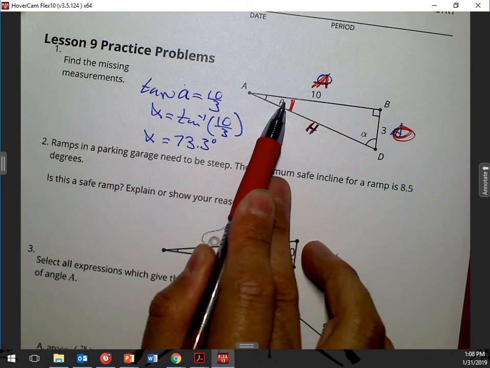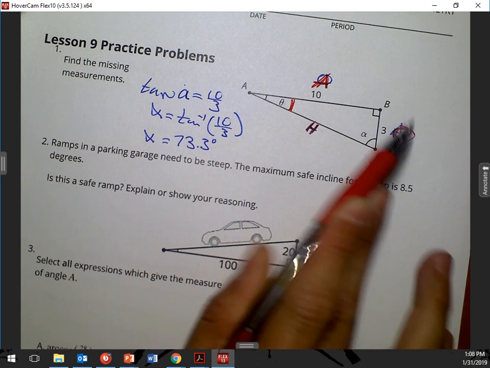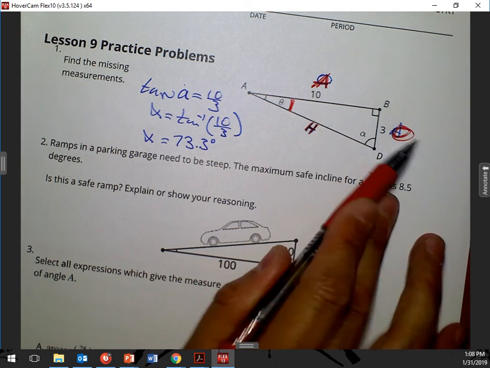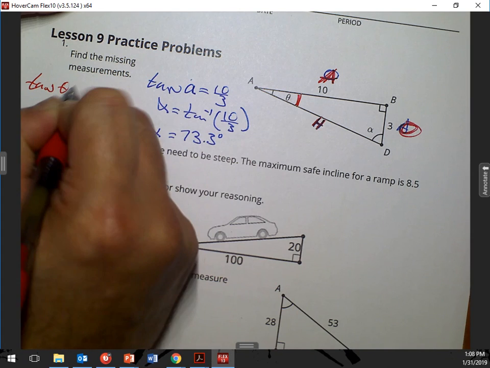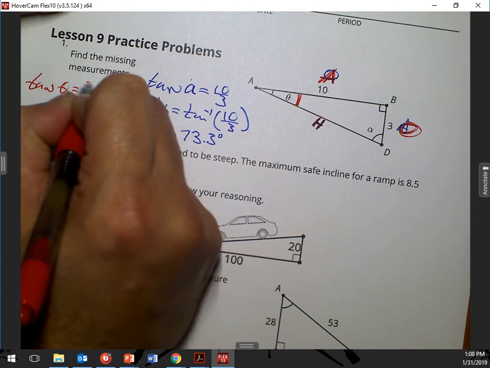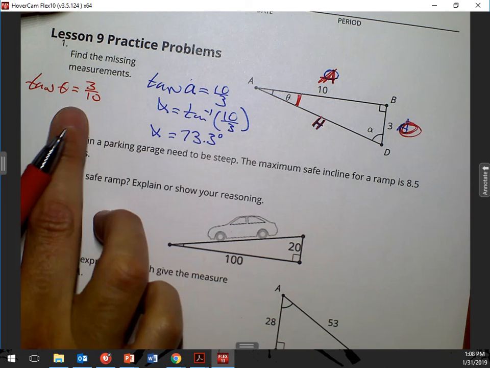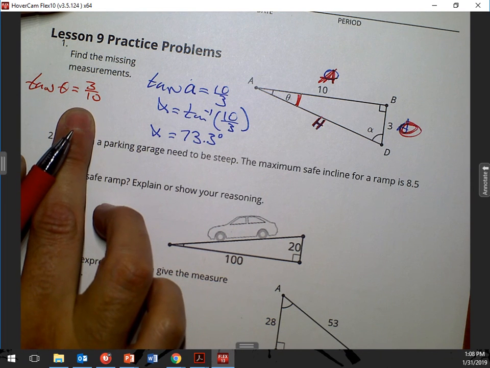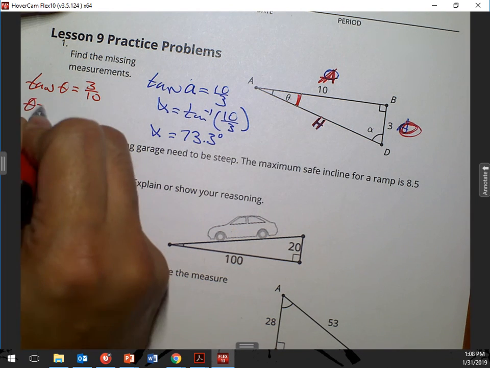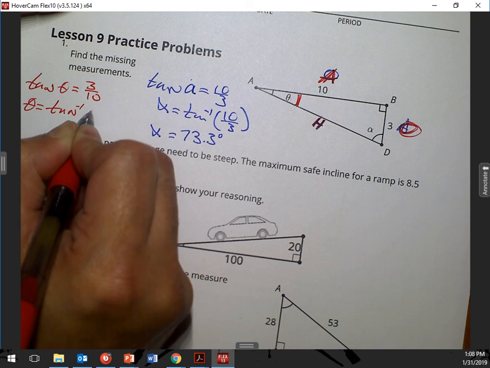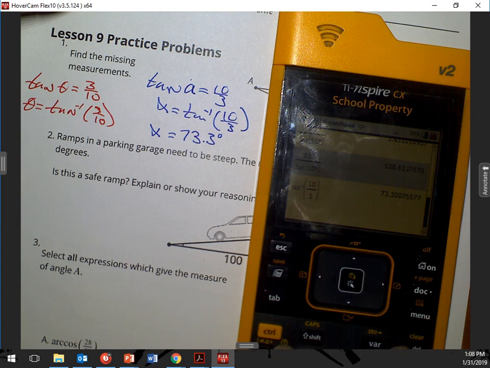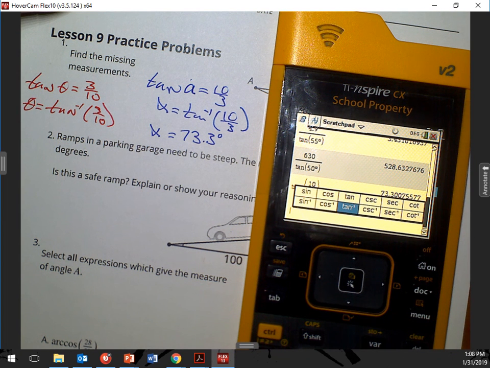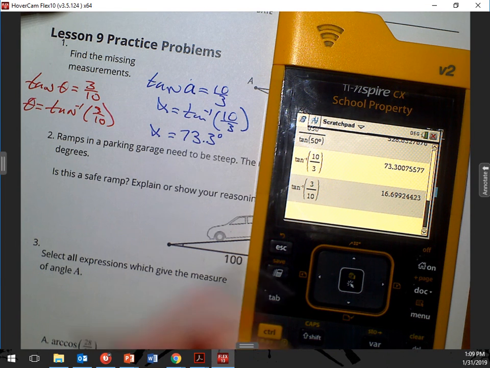From theta, this side is opposite and this one is adjacent. What ratio uses those? Tangent still. Tangent of theta is equal to 3 over 10. Now I'm going to do the inverse. Theta is inverse tangent of 3 over 10. It gives you 16.7.